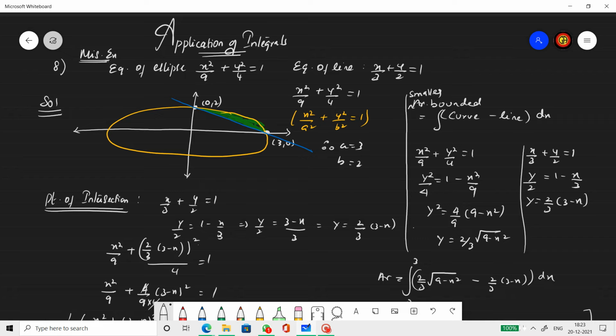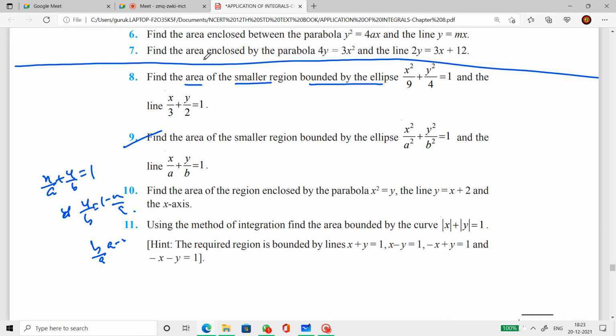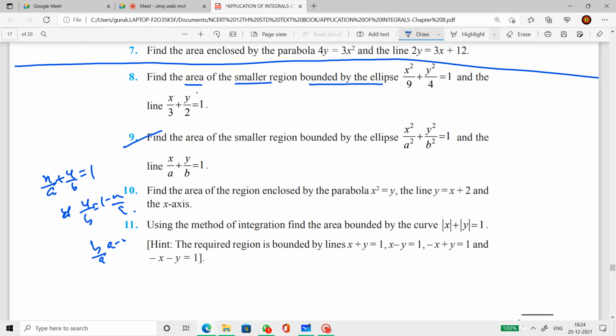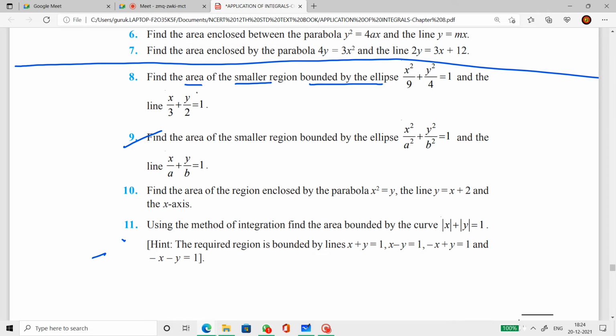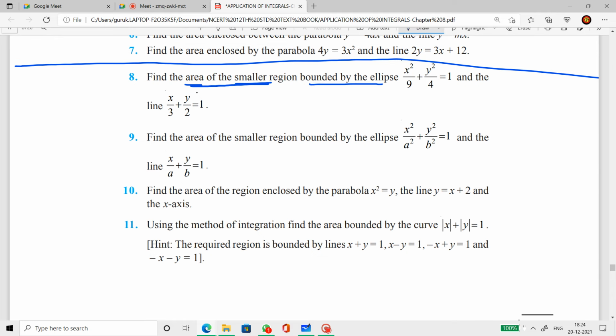Question number 8. Find the area of the smaller region bounded by the ellipse and the line. So that's the question, as you can see here. Let me clear my screen a little bit. Yeah, there we go. Find the area of the smaller region bounded by the ellipse and the line. So the ellipse is given, the line is given.